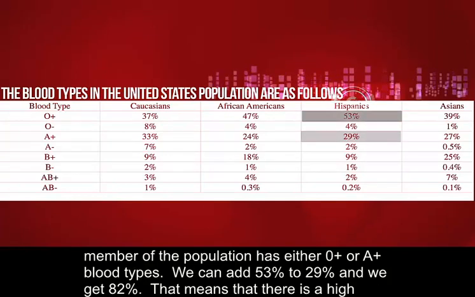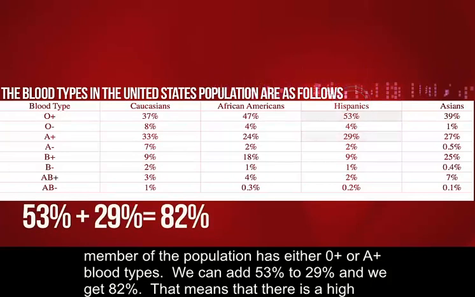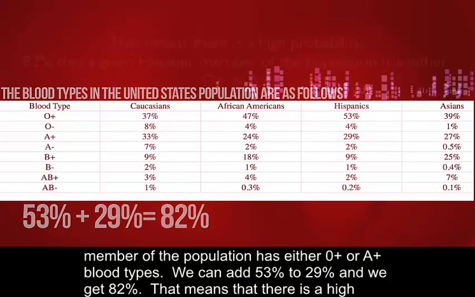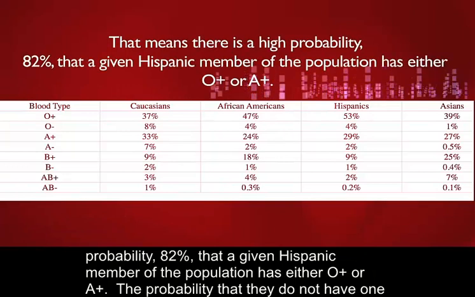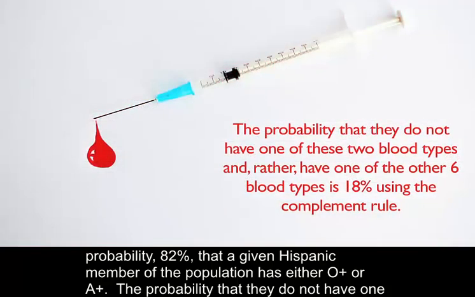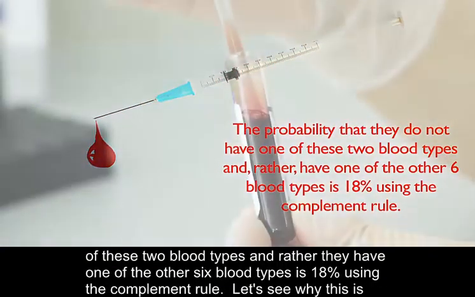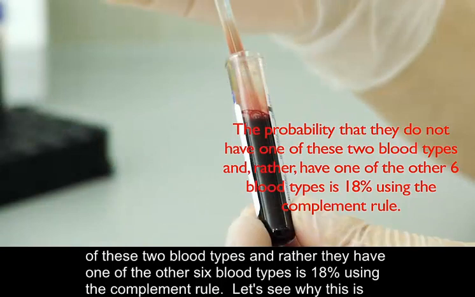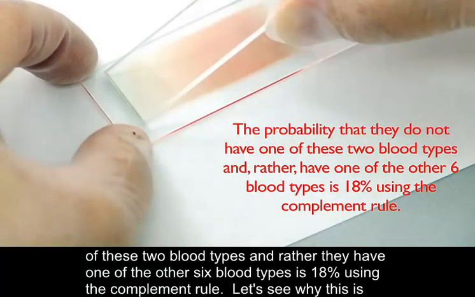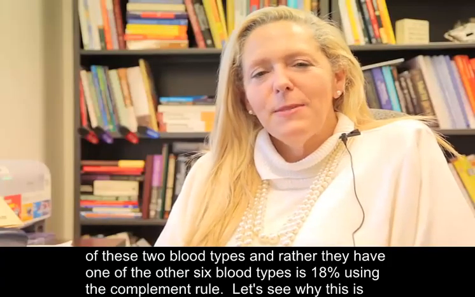We can add 53% to 29% and we get 82%. That means that there's a high probability, 82%, that a given Hispanic member of the population has either O positive or A positive. The probability that they do not have one of these 2 blood types, and rather they have one of the other 6 blood types, is 18% using the complement rule. Let's see why this is true and the mathematics behind this.